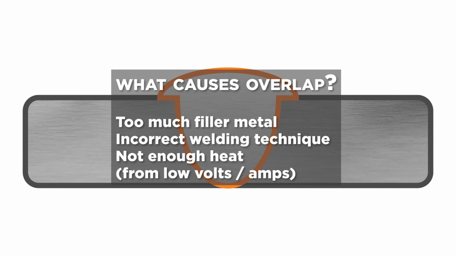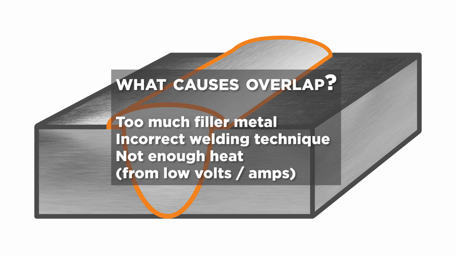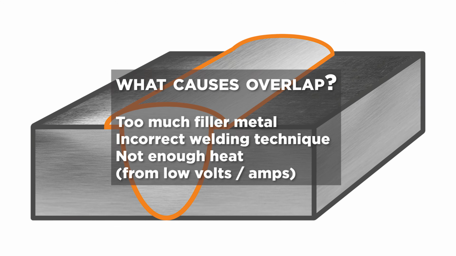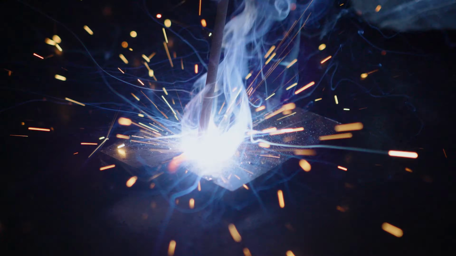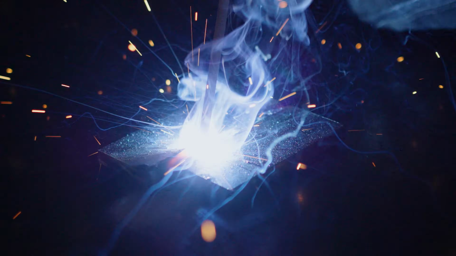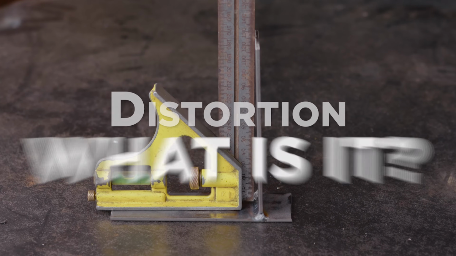So what causes it? Too much filler metal, incorrect welding technique, not enough heat, as in amps and volts. How can you prevent or fix it? Use less or smaller filler wire. Make sure that you're welding at the correct angle with a good arc distance. Increase your volts for MIG or your amps for TIG and stick.